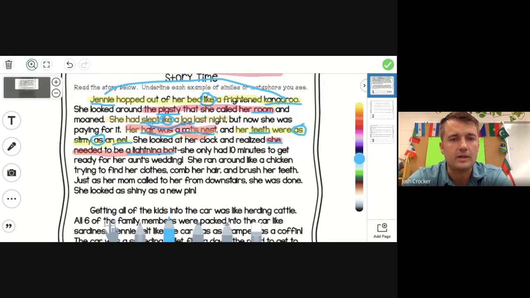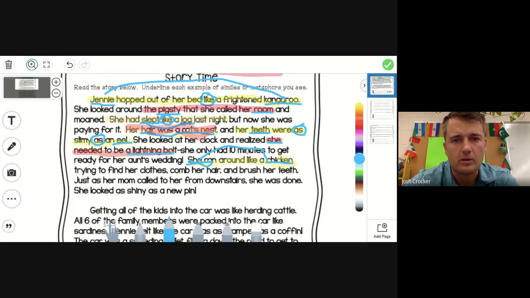Okay? She only had 10 minutes. She ran around like a chicken trying to find her clothes, comb her hair, and brush her teeth. Okay, so there's a comparison in that sentence. What was the comparison? The comparison was she ran around like a chicken. What did we use to compare? Or what did we compare? We compared she to a chicken, right? Those two things are being compared. She was like a chicken.